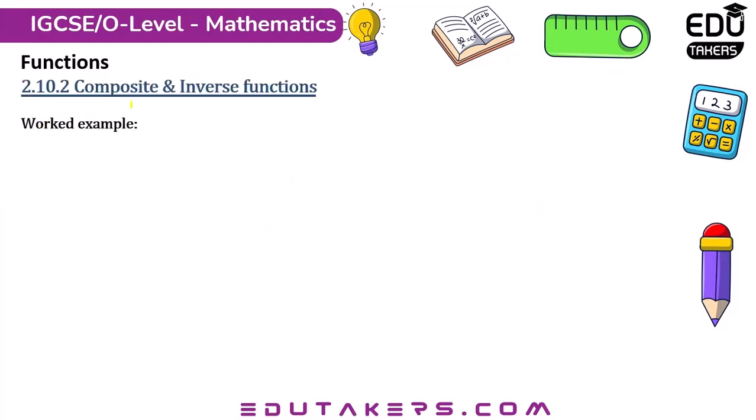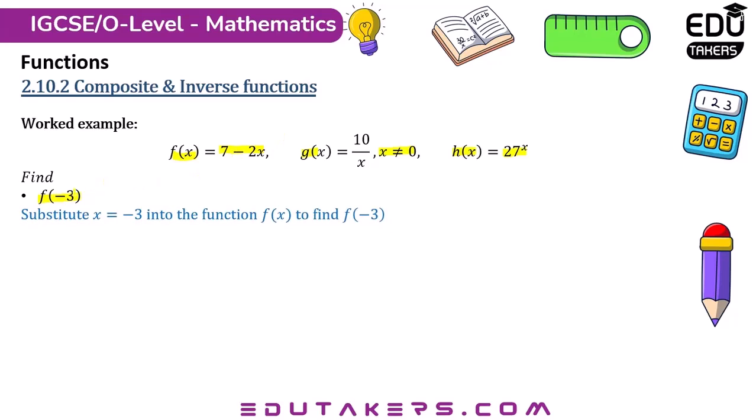Worked example of composite function. f of x is equal to 7 minus 2x, g of x is equal to 10 over x where x is not 0, h of x is 27 raised to power x. Find f of minus 3. To find f of minus 3, replace x with minus 3 in f of x. So f of minus 3 equals 7 minus 2 into minus 3, 7 plus 6 equals 13. f of minus 3 is equal to 13.